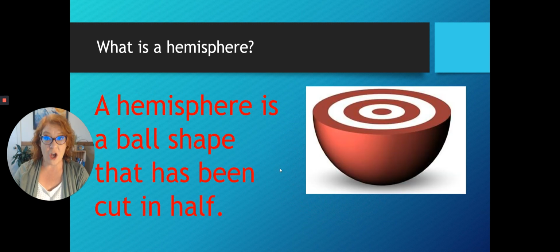Well, what we're here to talk about today is hemispheres. So what is a hemisphere? Well, take that round ball shape and just cut it in half so that you've only got half of it now. That is a hemisphere. The word hemi means half, and the word sphere means ball. So a hemisphere is half of a ball. We use the word hemisphere to help us talk about the globe.